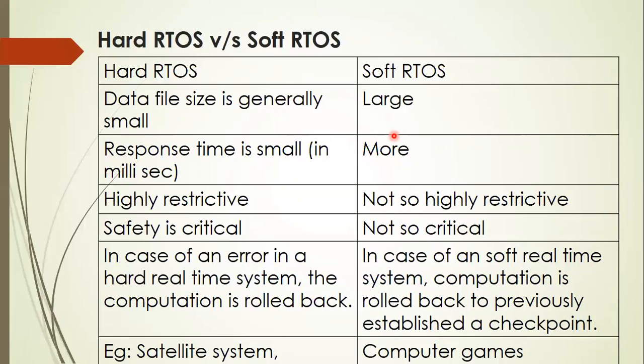So that's the reason in hard RTOS, if any error occurs, the computation has to be completely rolled back. In a soft RTOS, what happens here? After doing some processing, a point is created called a checkpoint. Then the next processing starts. After processing some more data, or processing for some more time, the second checkpoint is kept. So if any error occurs, at least the system goes back to its previous state.